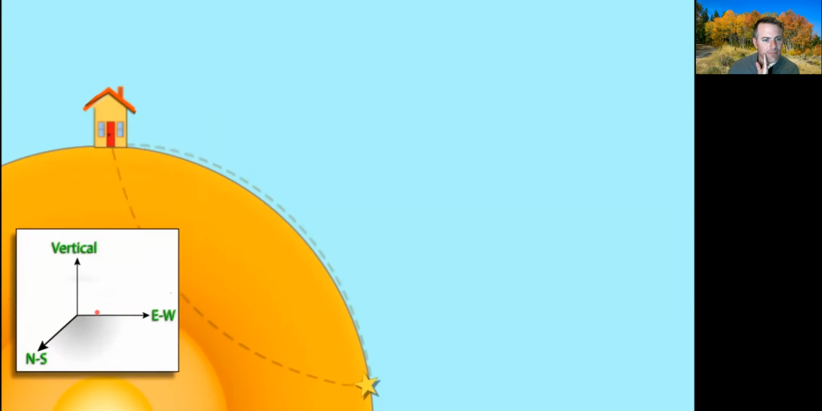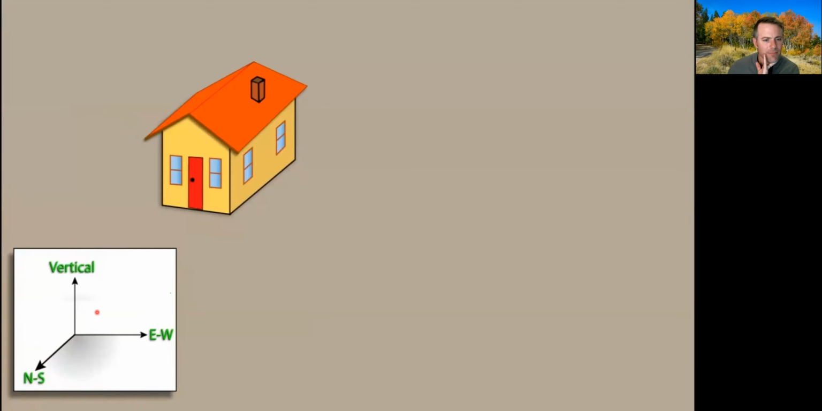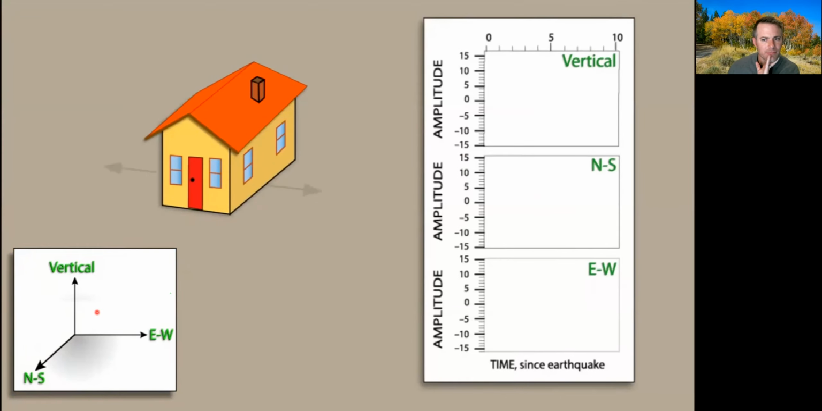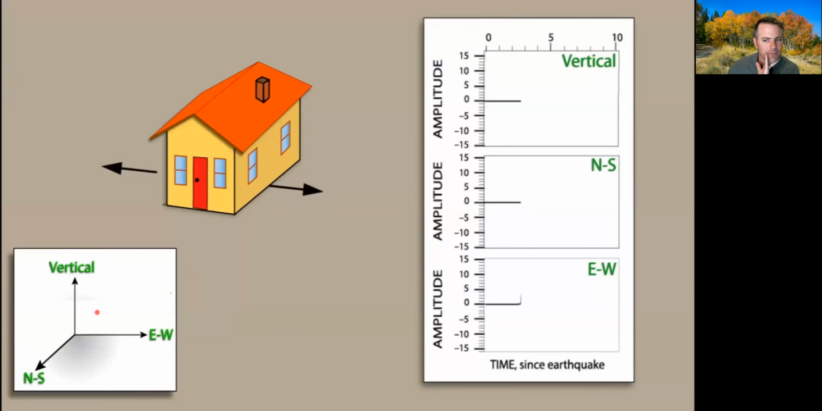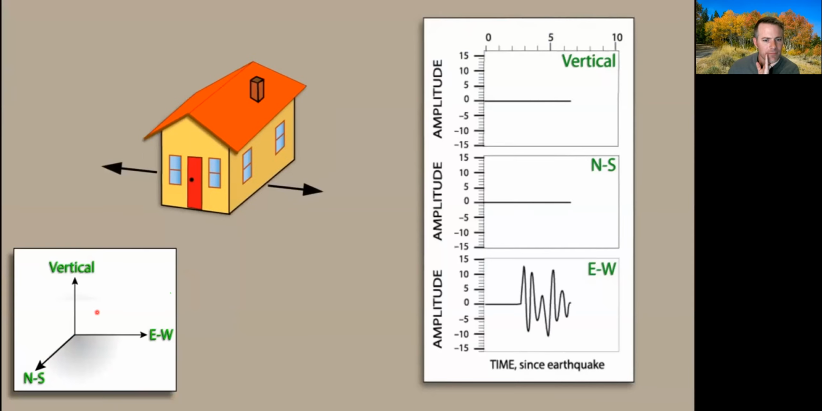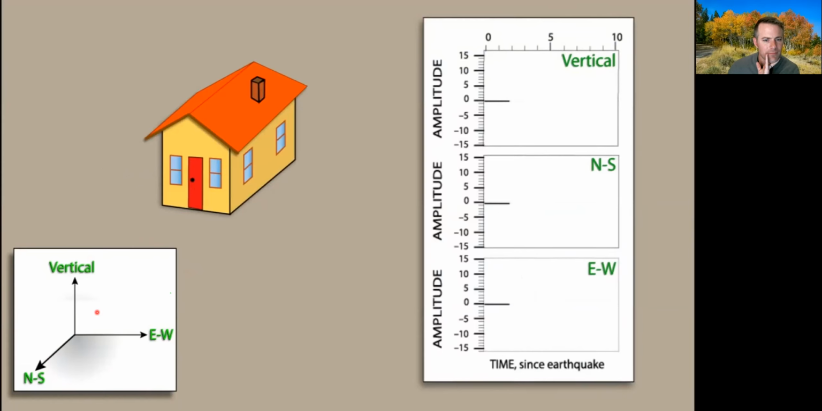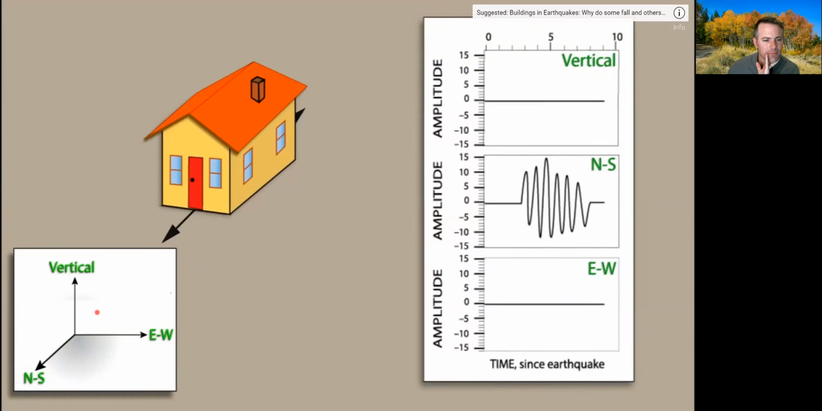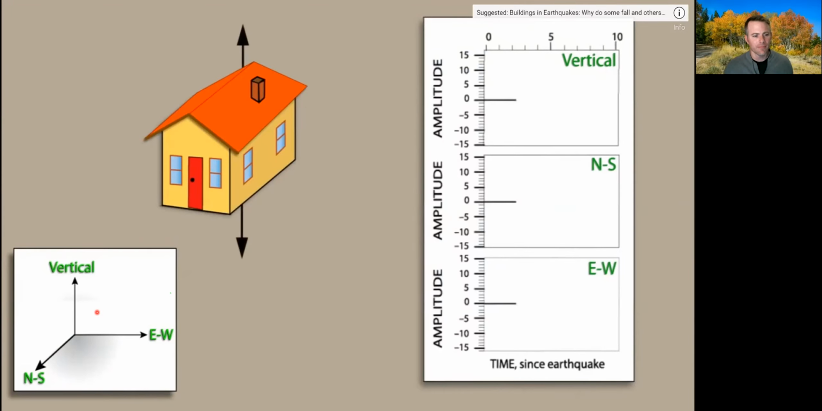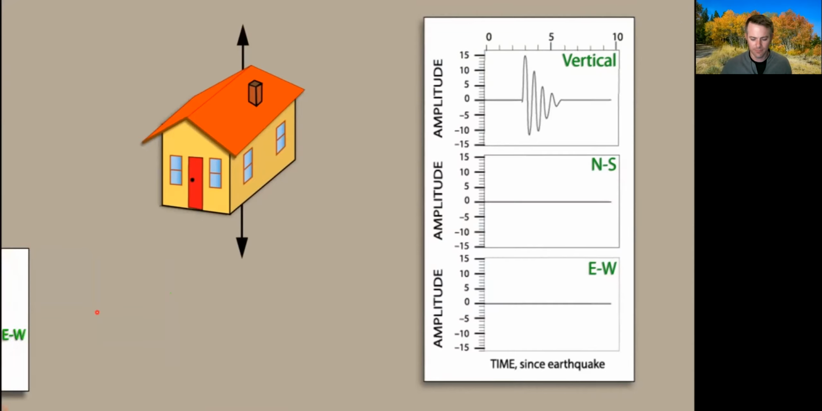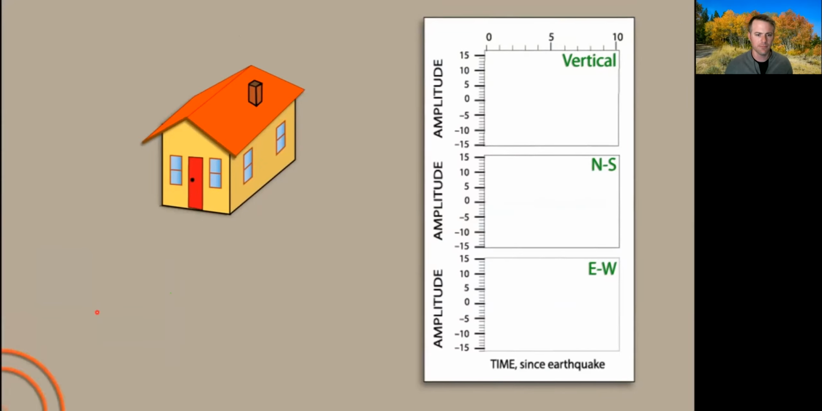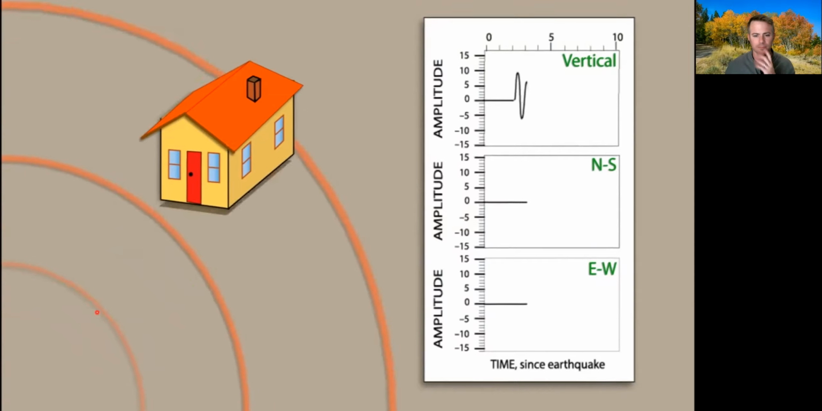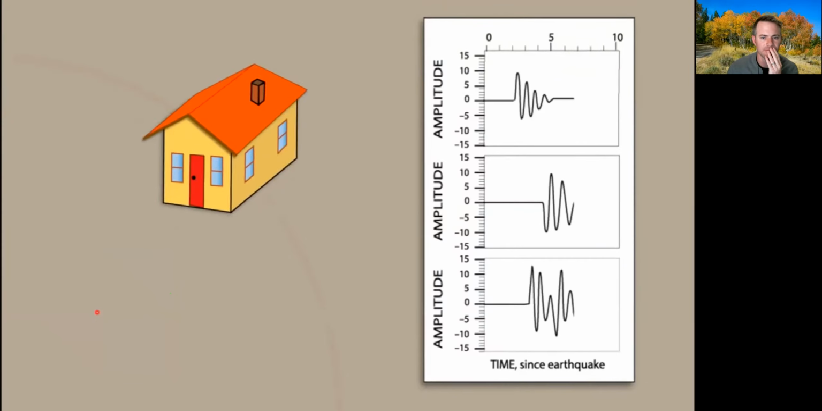Let's take a close-up, exaggerated look at how a house would be affected by each direction of motion. When the house is shaken in the east-west direction, this shows up on the lower component. Nothing is recorded on the north-south or vertical components. When the house shifts north-south, this shows up on the second line. When the house is shaken in an up-down or vertical motion, only the top seismogram records the motion. During an actual earthquake, the house can move in all directions. Why is that?